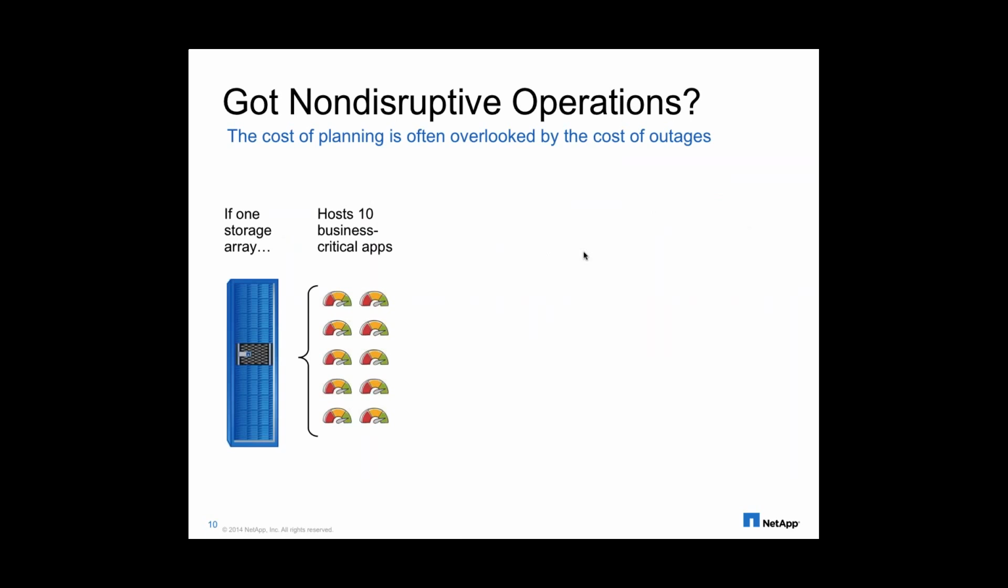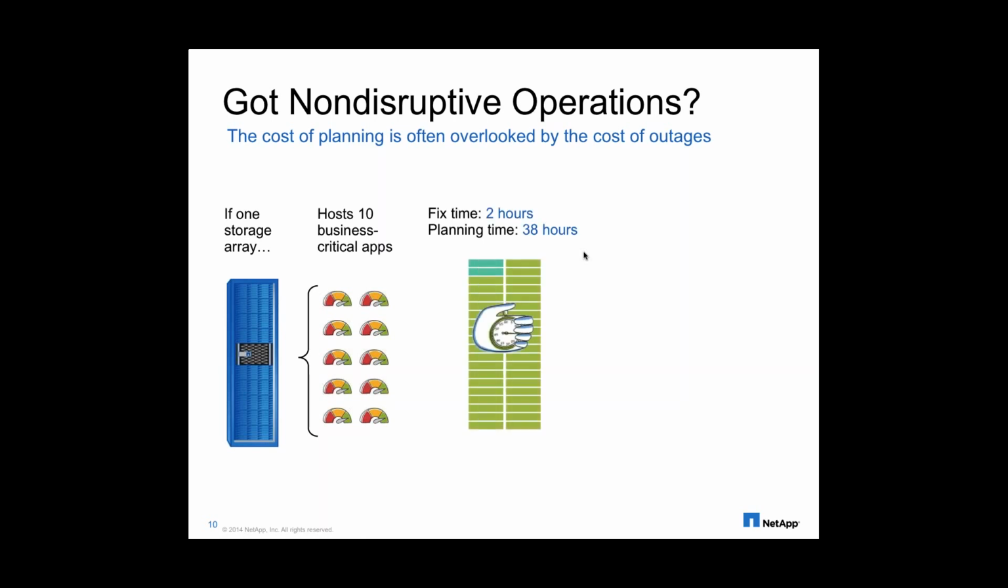So, non-disruptive operations. Let's think about the siloed environment. If I have a single storage array with 10 business apps and I have to take an outage on it, the fix may be only a 2-hour fix, but the coordination with all of the users and all the applications and everybody else usually takes orders of magnitude more time than that. So in this case, 38 hours.